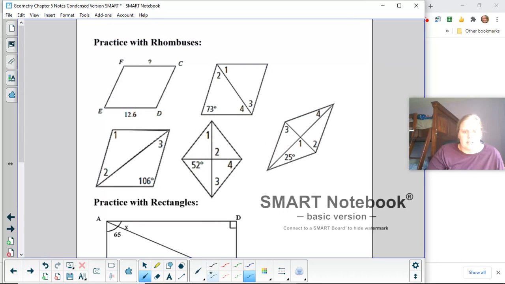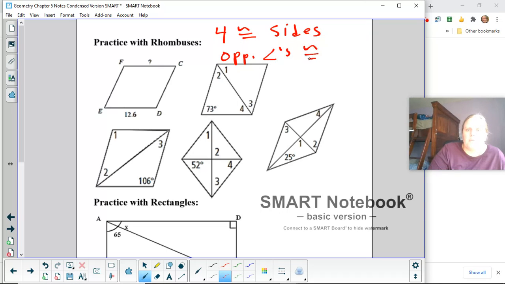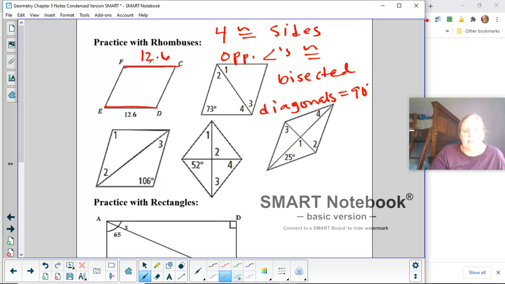Okay, now we're going to do some practice looking at the properties of rhombuses. So remember, on a rhombus, it's got 4 congruent sides. The opposite angles are congruent, and they get bisected by the diagonal. The diagonals meet at 90 degrees, or they are perpendicular. So using those properties, here we can see ED is a length of 12.6. If this is in fact a rhombus, the opposite side should also be 12.6.